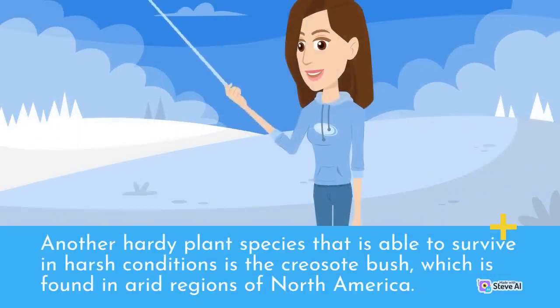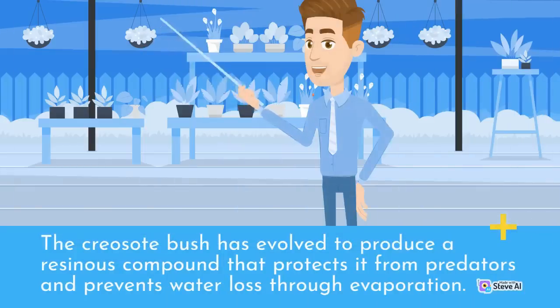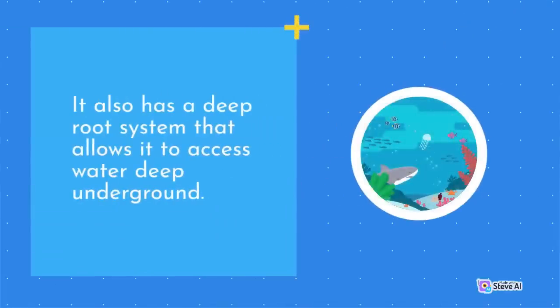Another hardy plant species that is able to survive in harsh conditions is the creosote bush, which is found in arid regions of North America. The creosote bush has evolved to produce a resinous compound that protects it from predators and prevents water loss through evaporation. It also has a deep root system that allows it to access water deep underground.